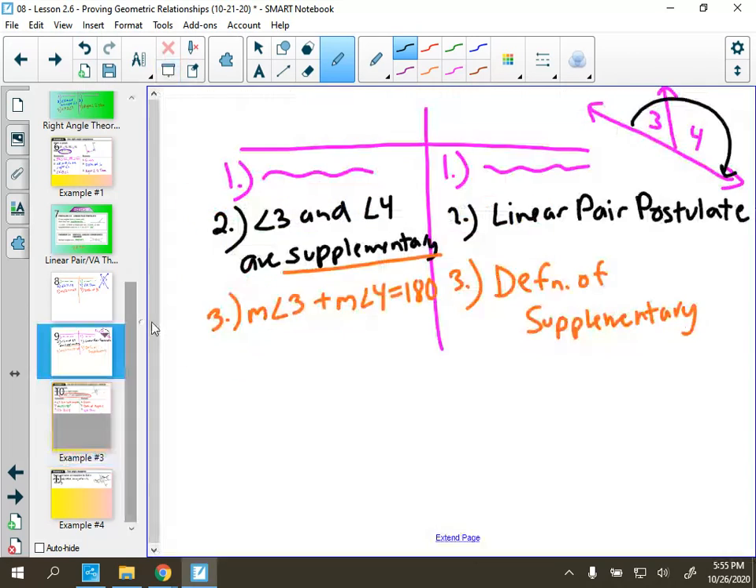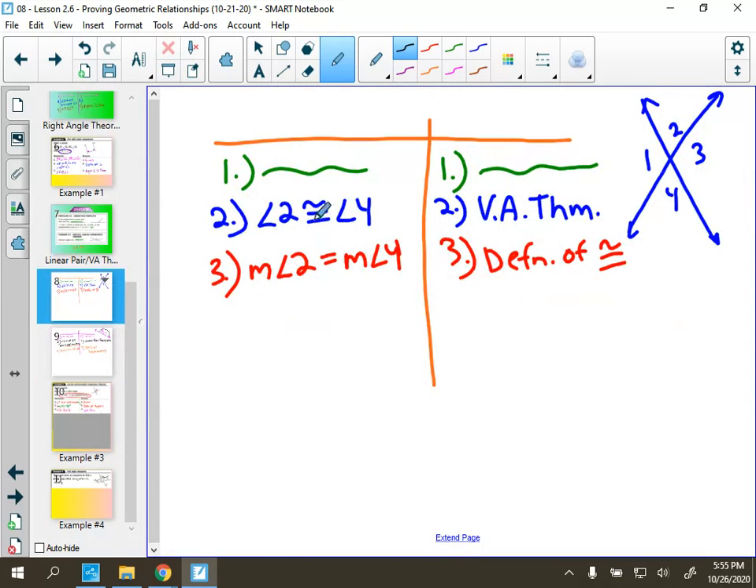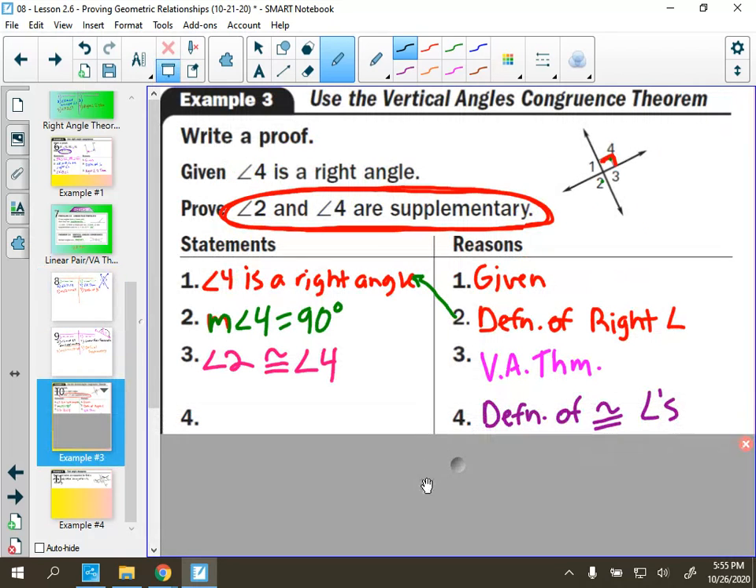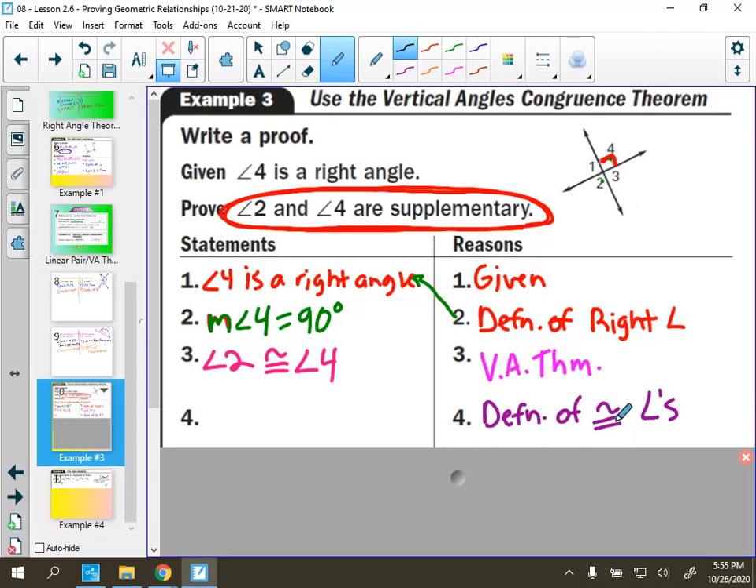So here's where I said on the last one, maybe it wasn't this one, the vertical angle one, that a lot of times it's nice to go from congruence to equality. We're seeing it show up right here. Let's go ahead and convert this right away. We're going to use the definition of congruent angles, and turn this statement in step 3 into the measure of angle 2 is equal to the measure of angle 4. There we go.